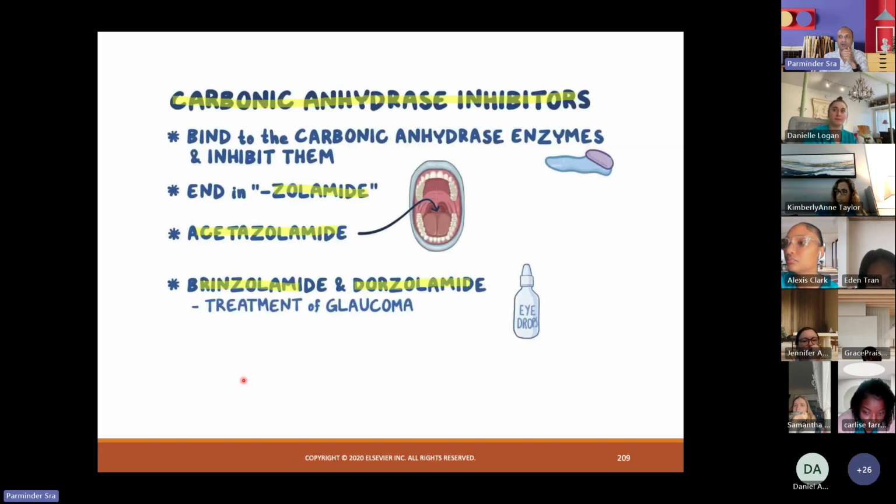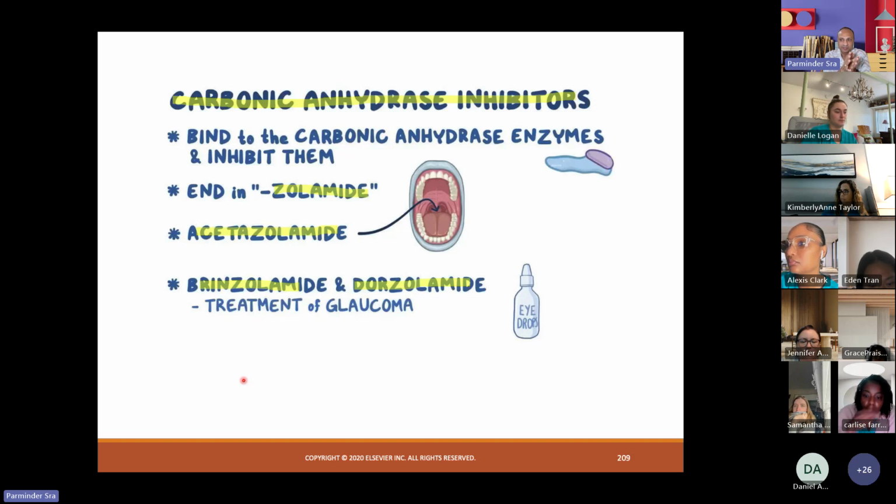Another important class, carbonic anhydrase inhibitors. Once again, the purpose is to decrease the intraocular pressure. Well, how do they work? Do they reduce the production, increase the outflow, or both? Carbonic anhydrase inhibitors reduce the production of aqueous humor, the fluid in the eye. And once you decrease the production, there's less fluid, which means lower pressure in the eye, lower intraocular pressure.